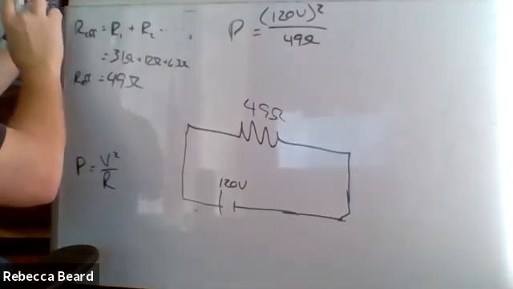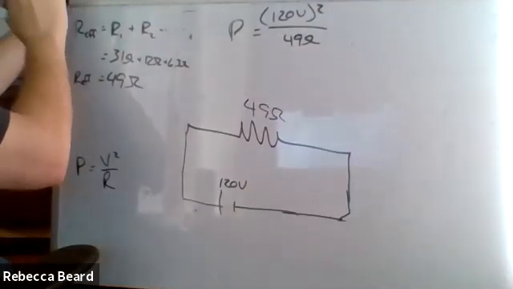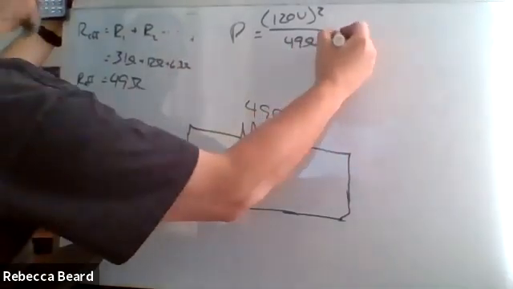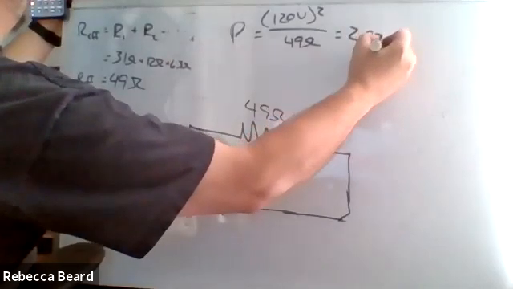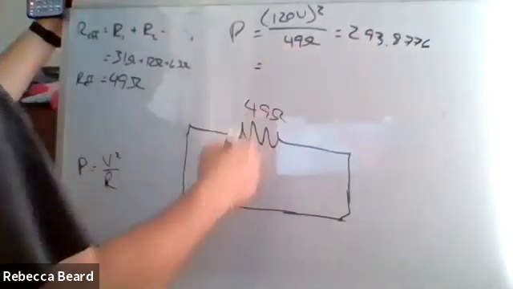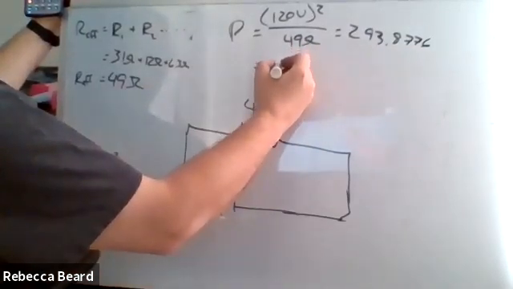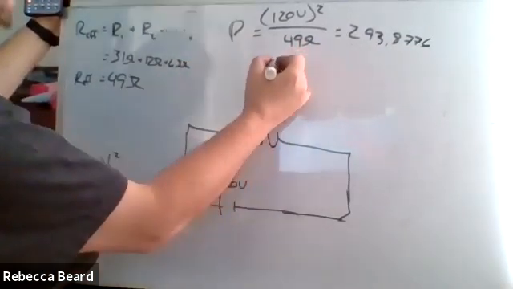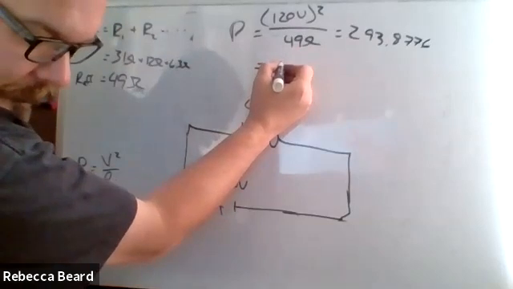And so we'll be 120 squared, divided by 49. I'm getting 293.8776, which is going to be 2 sig figs. So let's say 290. They're going to go for 300, aren't they?